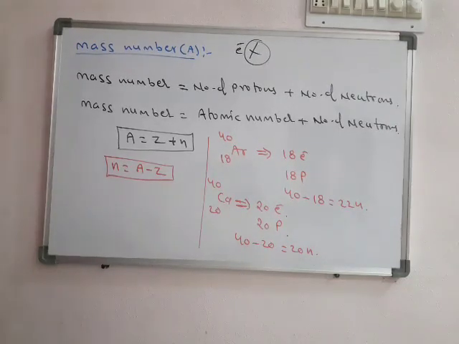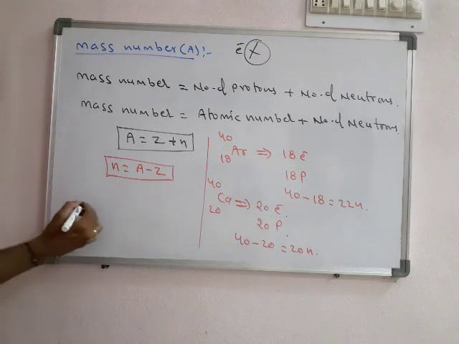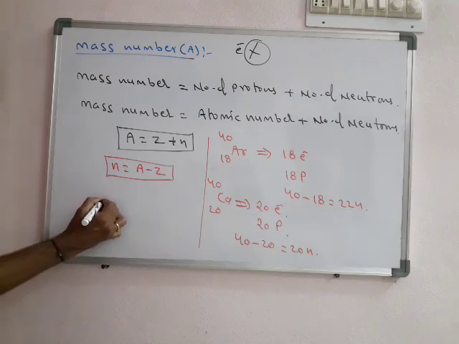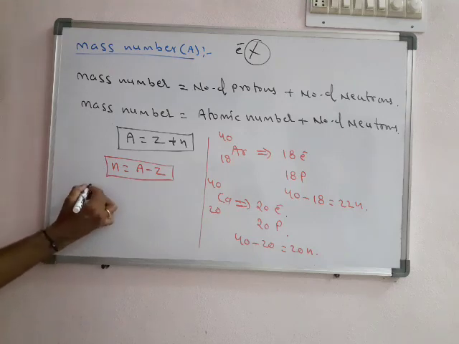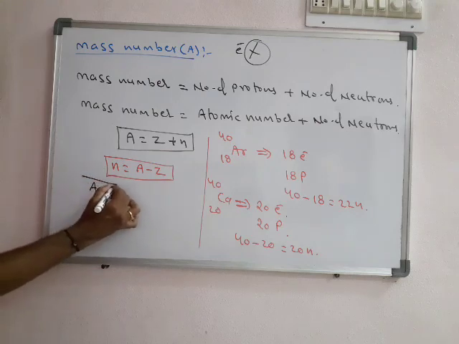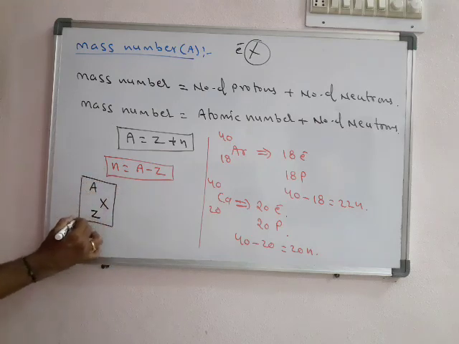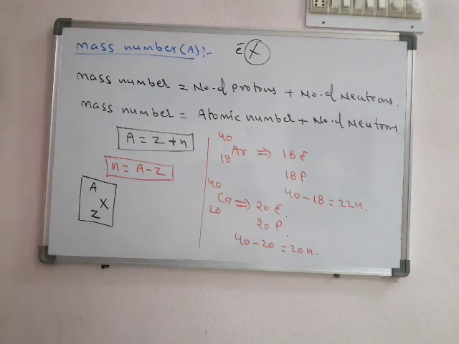A general representation of an elemental isotope: this is an element X, with its atomic number and its mass number. So this is the general representation of an element. If X is an element, then Z is the atomic number and A is the mass number.